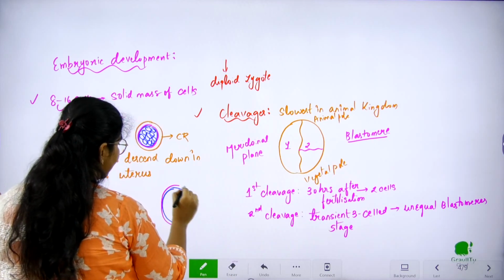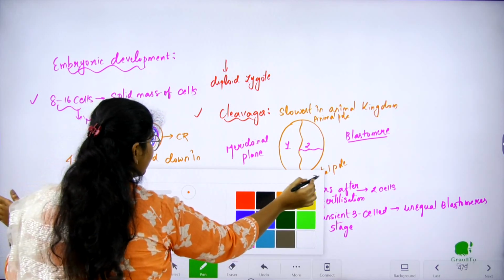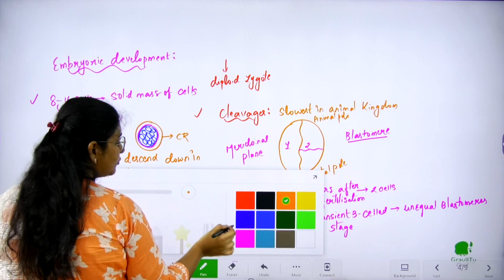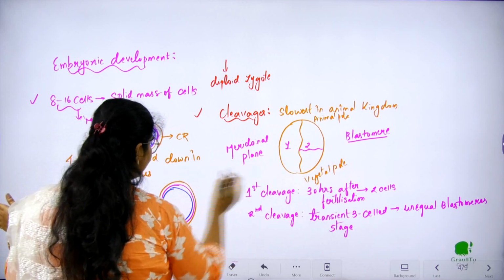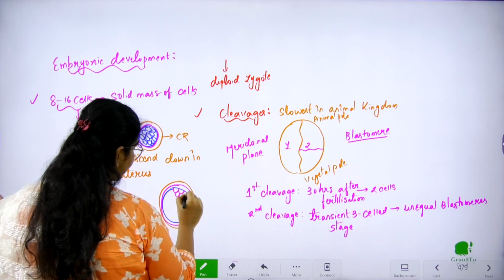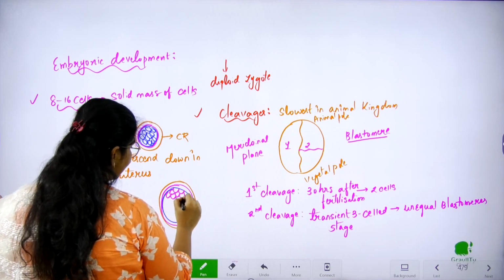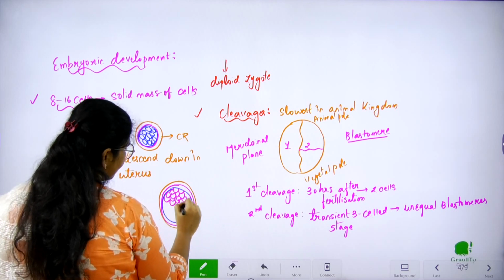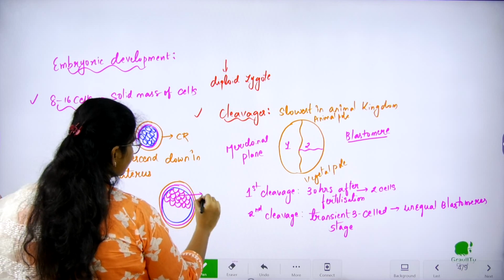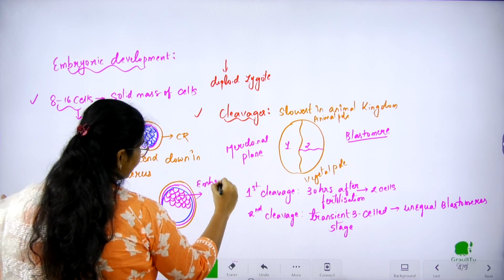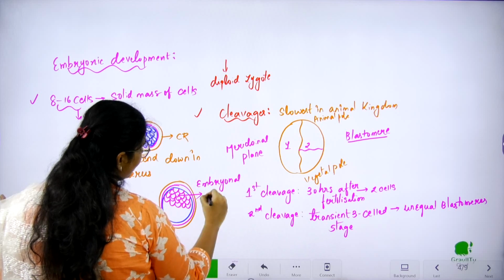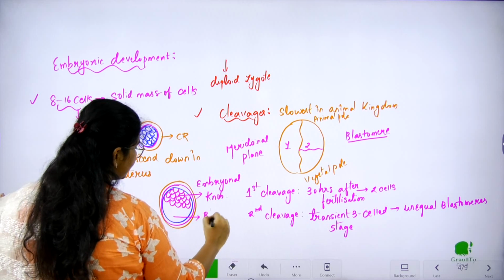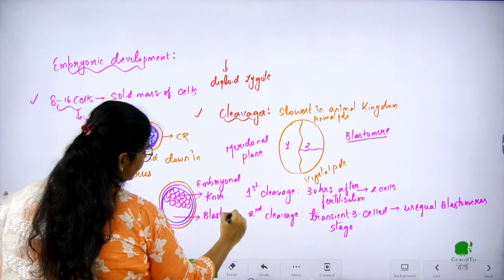This is zona pellucida again, and this is corona radiata. Yes, the cells of the morula will start moving towards a corner. Now here we are having more than 16 cells, nearly 32 cells will be present. This mass is called embryonal knob. That mass of cells that moved to a corner is called as embryonal knob, and the space here is called as blastocoel.